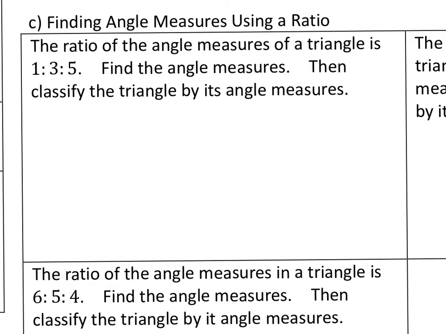Part C, finding angle measures using a ratio. Okay, the ratio of the angle measures of a triangle is 1 to 3 to 5. Find the angle measures, then classify the triangle by its angle measures. So all we have to do is x plus 3x plus 5x equals 180 degrees.